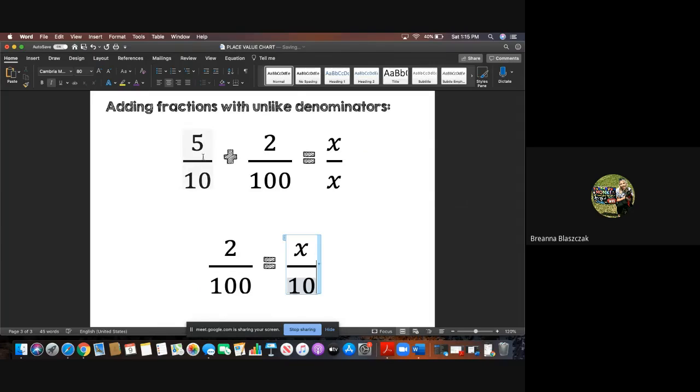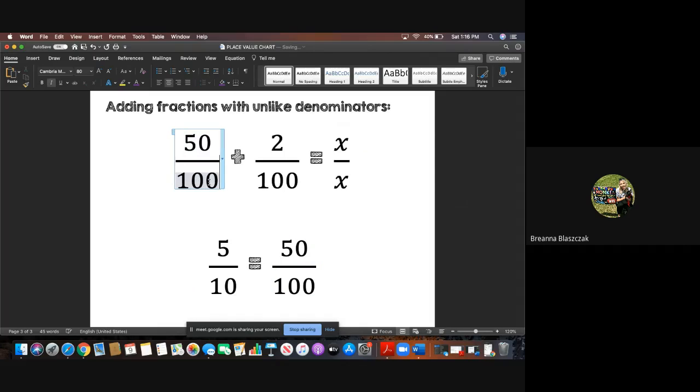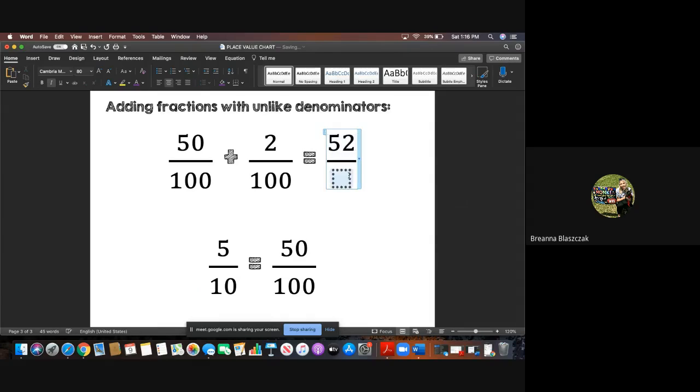So sometimes you have to look at the numbers and see which fraction you'll have to create an equivalent fraction for. So I need to change 5/10 into something over 100. That way we'll both have a denominator of 100. I know that if I'm adding a 0 to both sides, this will be 50/100. So now I can add the fractions because they'll have like denominators. So 50 plus 2 would be 52, and our denominator stays the same. So 52/100ths would be our sum.